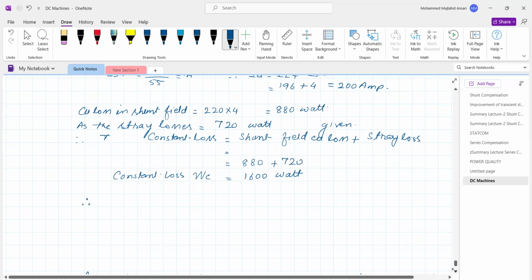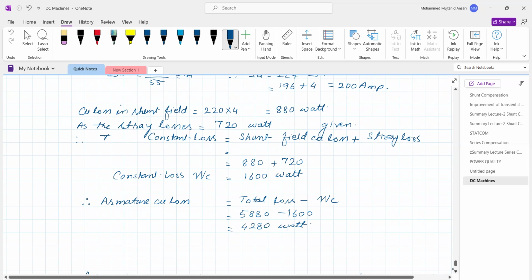Therefore, armature Cu loss is equal to total loss minus Wc, constant losses. What is the total losses? The total losses is 5,880 minus 1600, which gives armature Cu loss equal to 4280 watt.